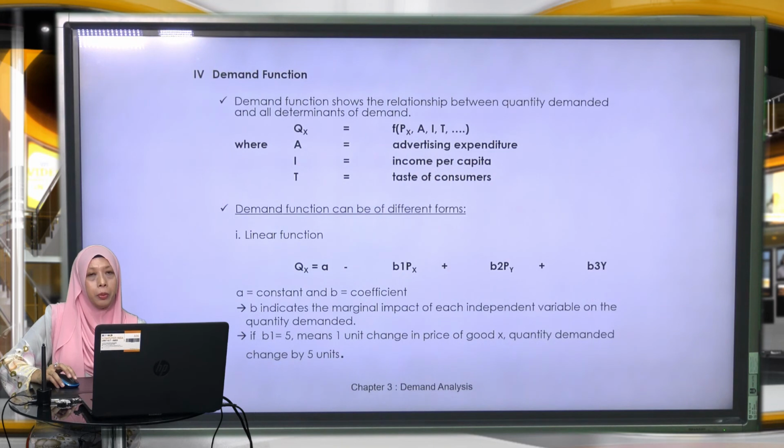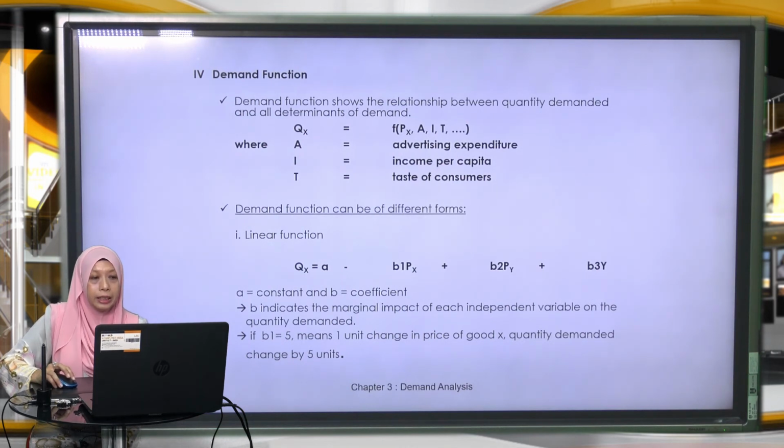Now what we would like to do is look at the different types of demand function. There are two different types that we're going to deal with. One is what we call a linear function, the second is a multiplicative function. The general format of a linear demand function is as shown on this slide. You have the quantity demanded for product X as the dependent variable, and all the other factors that influence it will be on the right hand side of the equation, because these are all independent variables. In this function, you have a constant which is represented by A, and you also have coefficients, which are represented by the B's.